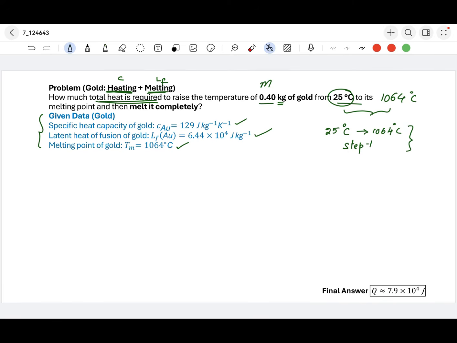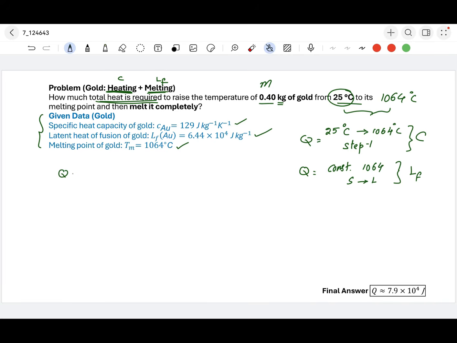So specific heat we have to use, and then it melts completely. Melt means it is becoming solid to the liquid. So at constant temperature, that is at 1064, the solid will convert into the liquid. So here this concept, latent heat, we have to use. Two step process. So the heat energy for this, the heat energy for this we have to find.